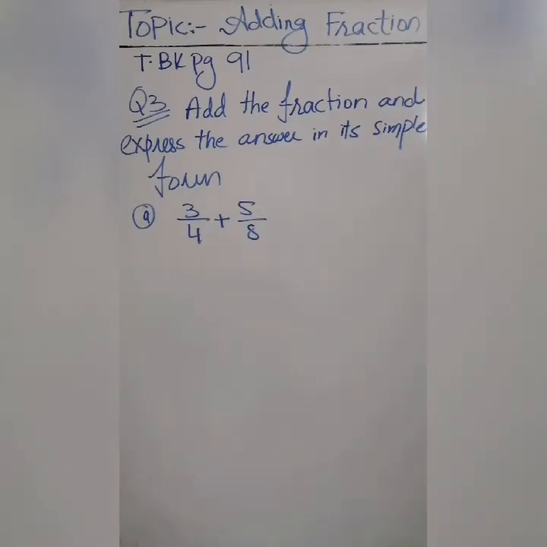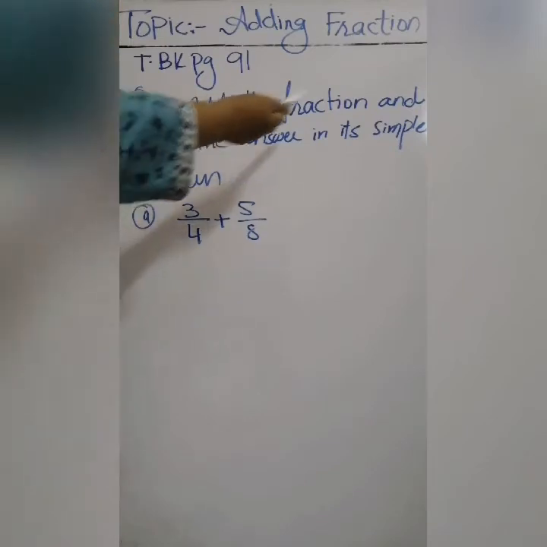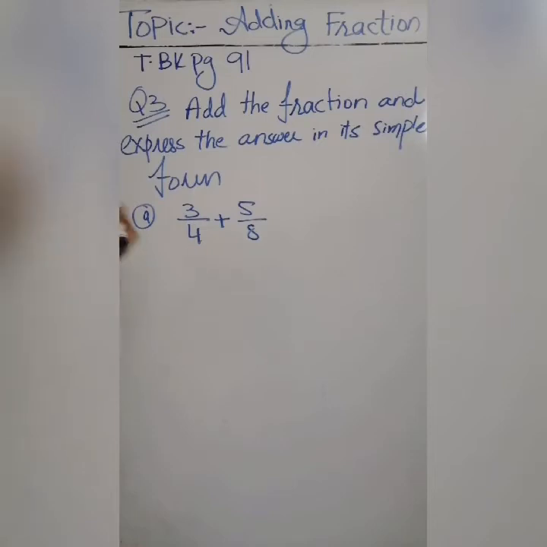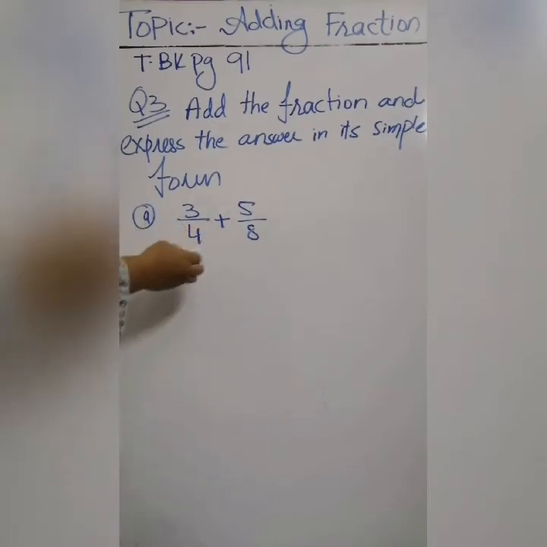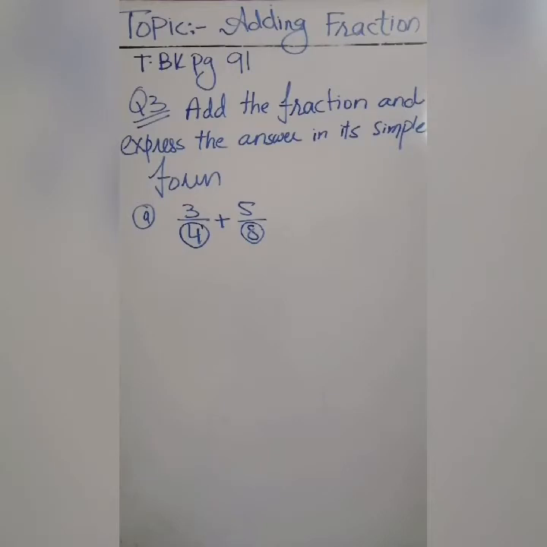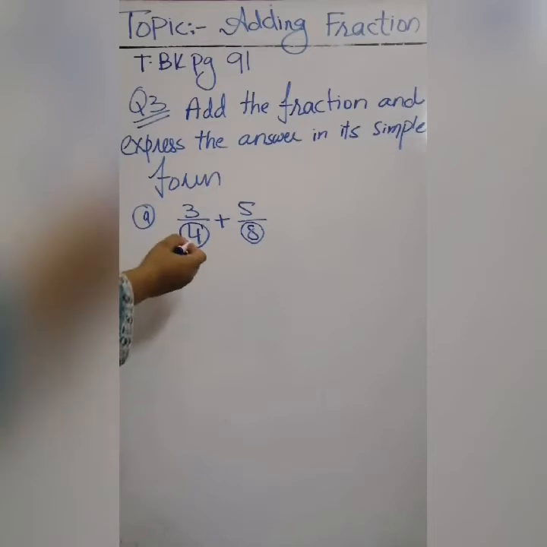We have question number 3. Add the fractions and express the answer in its simplest form. We have part A, 3 by 4 and 5 by 8. We are going to add these two fractions. For adding fractions, we must have the same denominators, but we don't have that here. So what do we do? First we make the denominators the same.